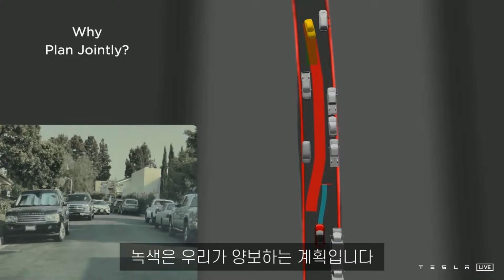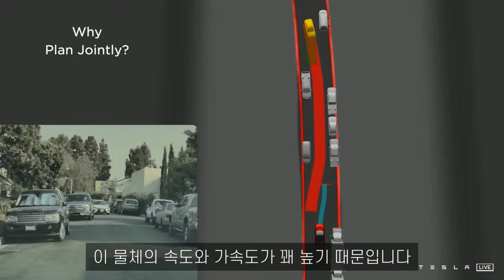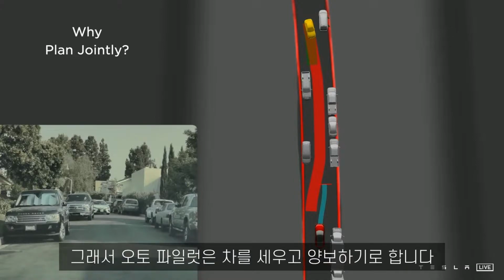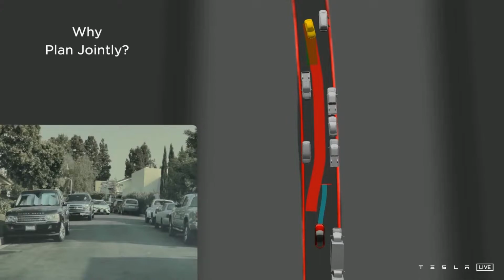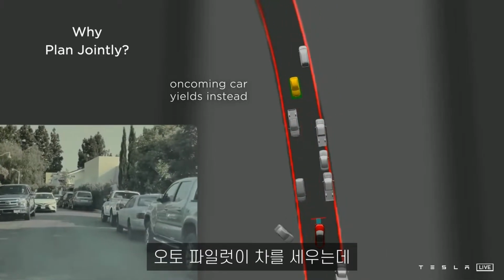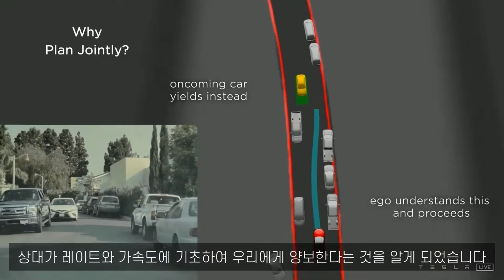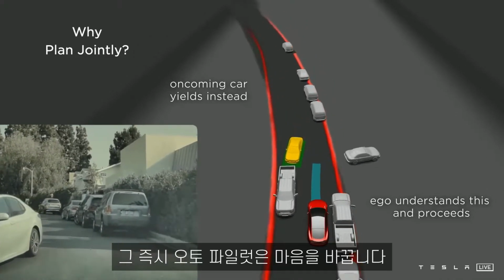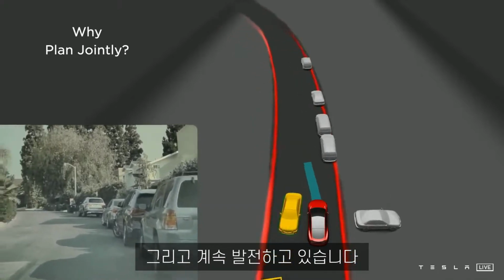The green one is a plan that yields to us. But since this object's velocity and acceleration are pretty high, we don't think that this person is going to yield to us, and they are actually going to go around these parked cars. So autopilot decides that, OK, I have space here. This person is definitely going to come, so I'm going to pull over. So as autopilot is pulling over, we notice that that car has chosen to yield to us based on their yaw rate and their acceleration. And autopilot immediately changes its mind and continues to make progress.